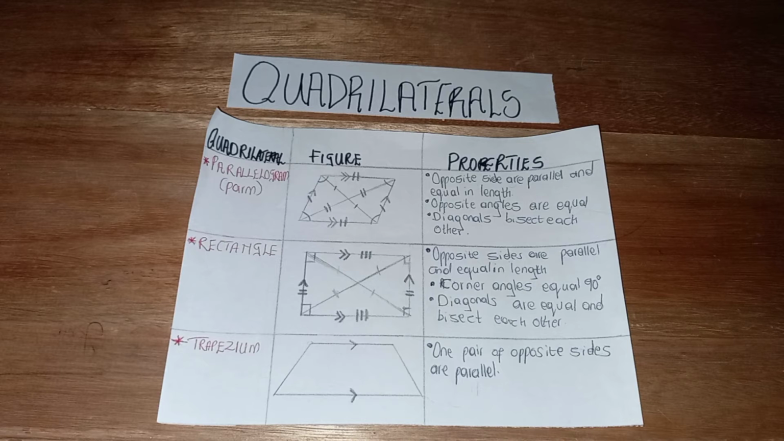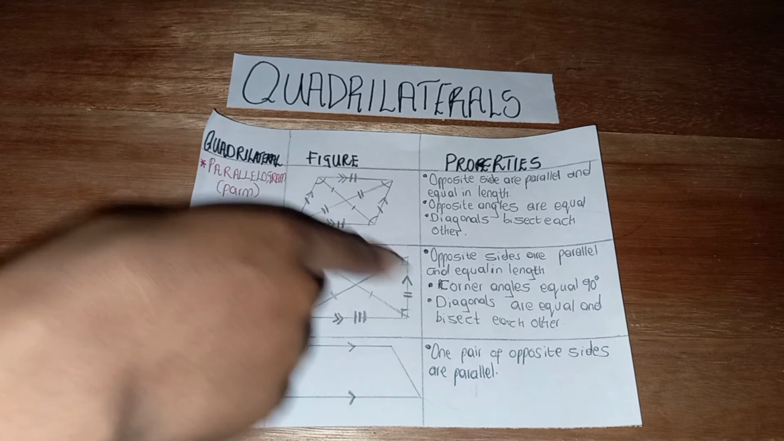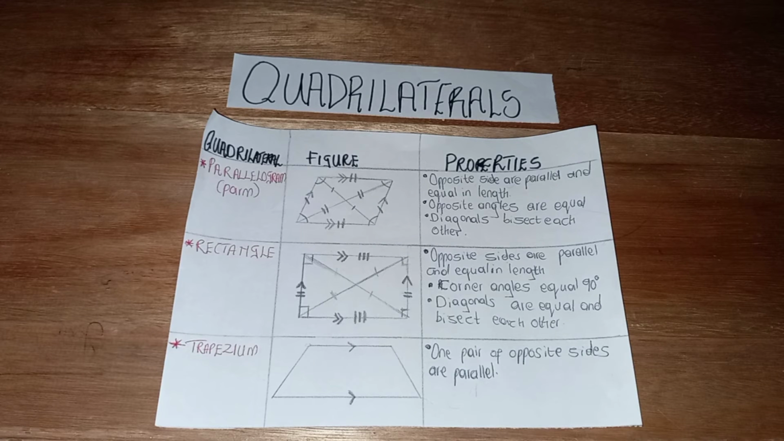The second point says corner angles equal 90 degrees. When they say corner angles equal 90 degrees, they mean that we have right angles. 90 degrees just means right angle. So a rectangle, you can see it by it having 90 degree angles.